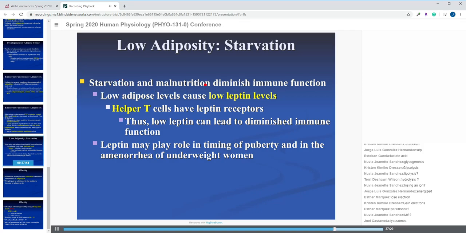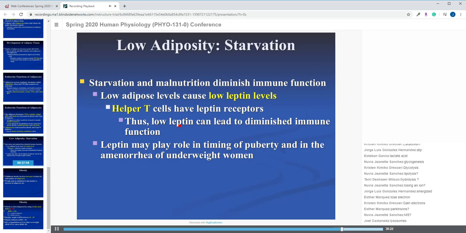Starvation and malnutrition diminish the functioning of the immune system. So low levels of adipose can cause low secretion of leptin from the adipocytes, and the helper T cells have receptors for leptin. So if there are low levels of leptin secreted by the adipocytes, this will diminish the immune responses of the helper T lymphocytes, which we talked about, the humoral and the cell mediated responses of the T lymphocytes.